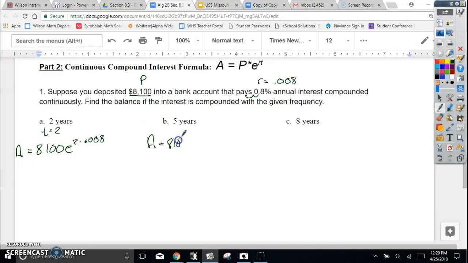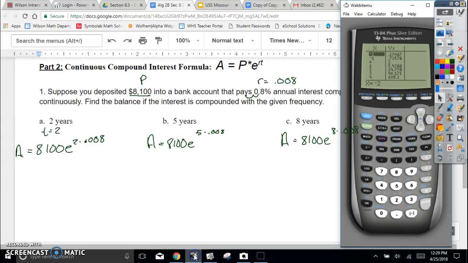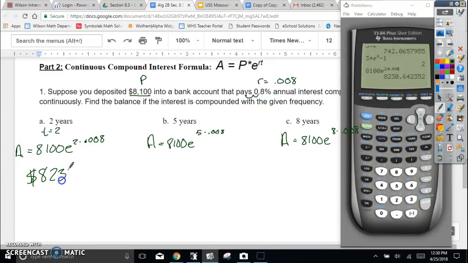This amount will be 8100 e to the 5 times 0.008. And this one would be 8100 again, e to the 8 times 0.008. So remember the copy-paste feature on the calculator. This will come in handy. So I got 8100, second ln to get the e. And I have 2 times 0.008. Enter. So our amount in this account after 2 years is $8,230.64.